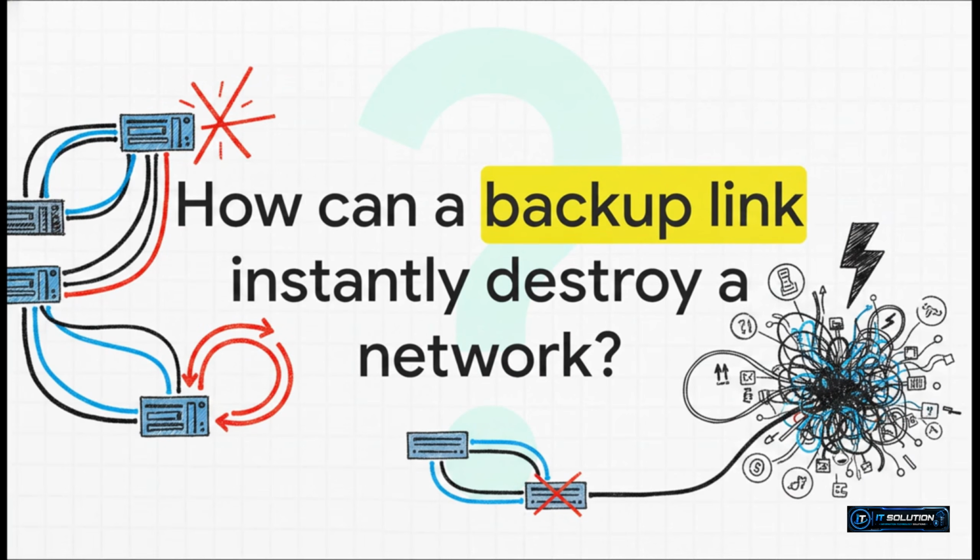All right, let's just dive right into a massive paradox. Building backup links to make a network more reliable can actually cause the whole thing to instantly crash. I know, it sounds crazy. Network design absolutely demands redundancy, right? We want multiple paths so that if a cable gets cut or a switch completely fails, the network just stays up. But in a layer 2 Ethernet environment, adding that physical backup loop without some kind of management protocol is a recipe for absolute disaster.